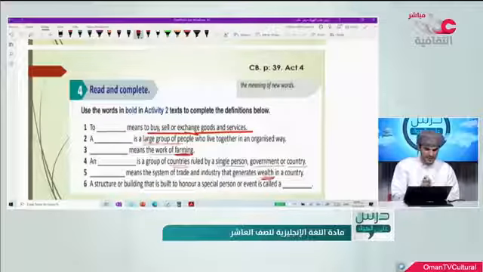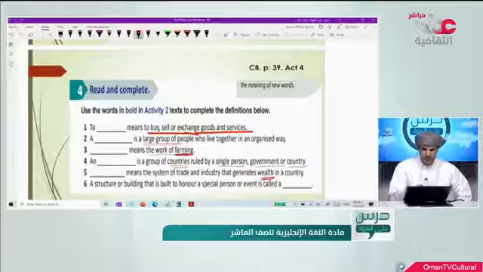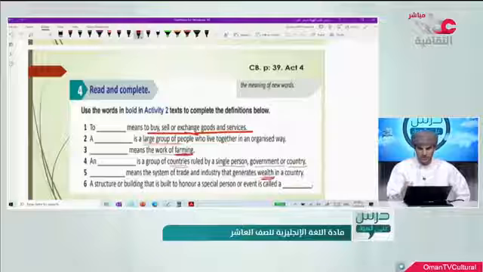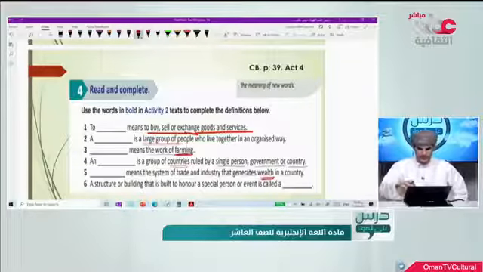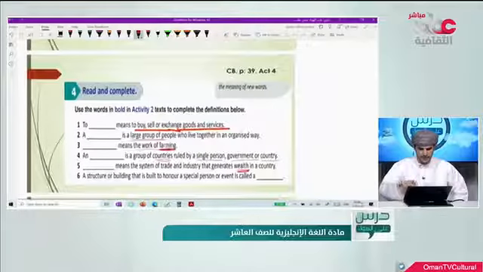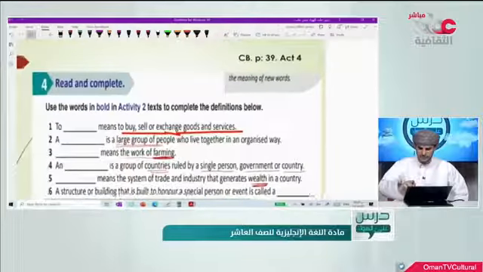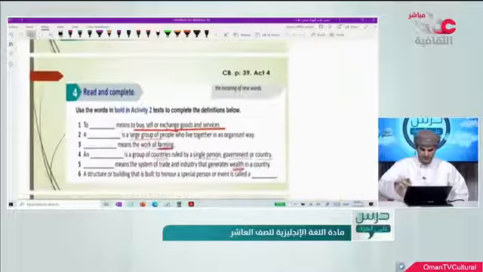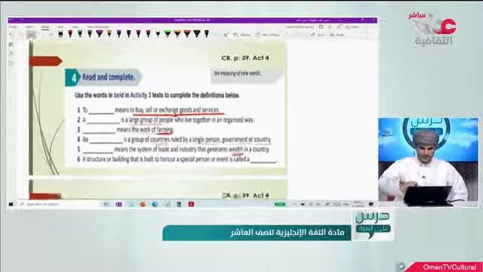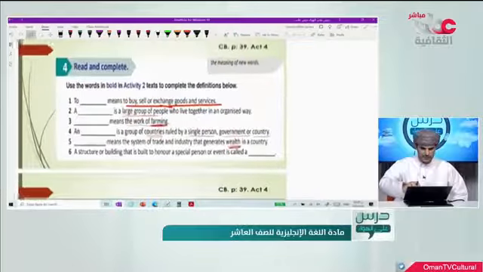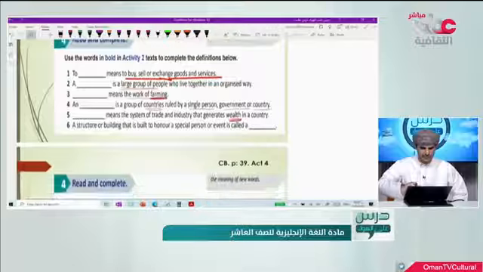Number 6, a structure or building that is built to honor a special person or event is called a. Okay. I'll give you time. I think you are done by now. As I told you, we have plenty of activities today. So, number 1, can anyone answer?